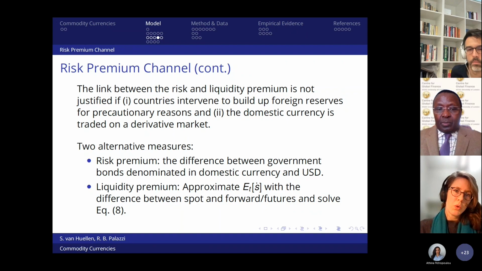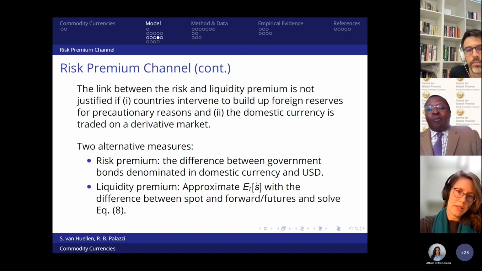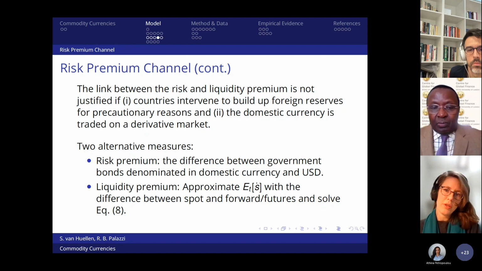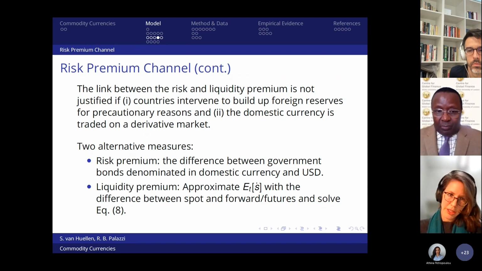Against this background, we do suggest 2 alternative measures, and that now relates back to the literature I cited at the very beginning, when it comes to the risk premium and its link to commodity prices. Now, the risk premium could be defined, and we follow a paper here, as the difference between government bonds that are denominated in the domestic currency and denominated in US dollars.